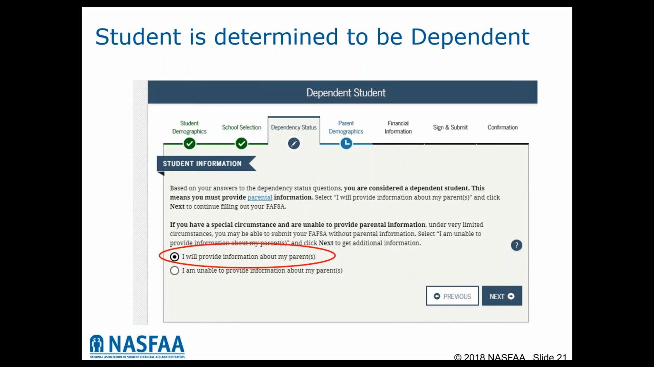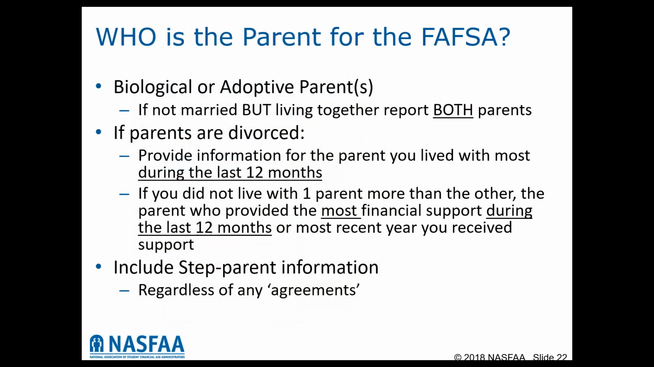So let's go back to the determination. The student has been determined to be dependent, and the student in this case is now going to provide parents' information on the FAFSA form. So who is the parent for the purposes of the FAFSA form? Only a biological or adoptive parent can provide information on the FAFSA form.